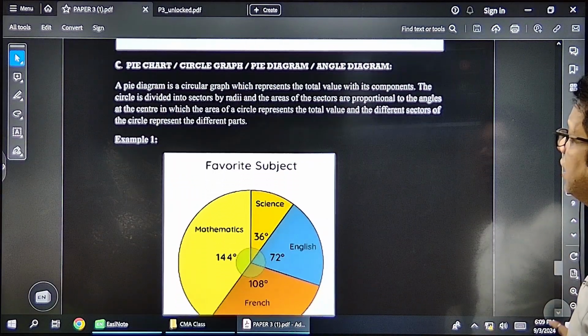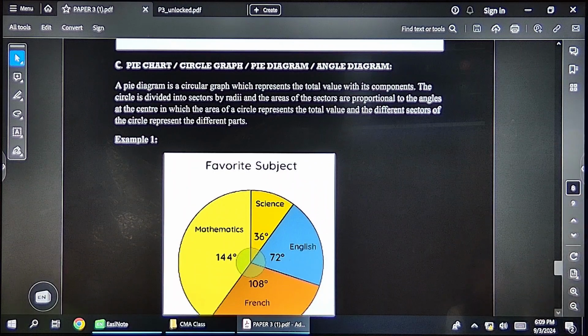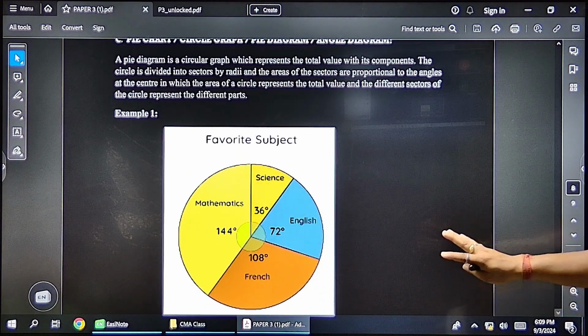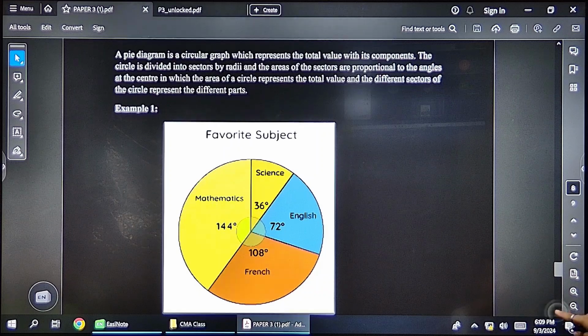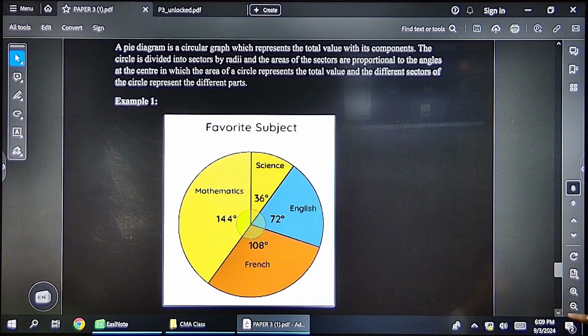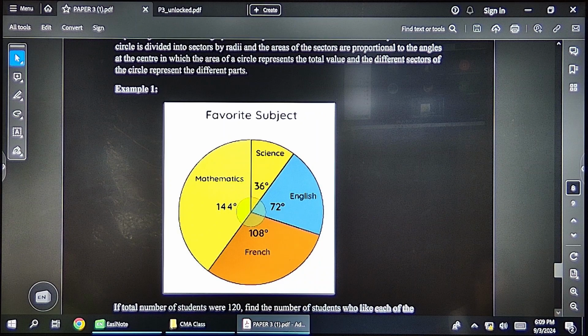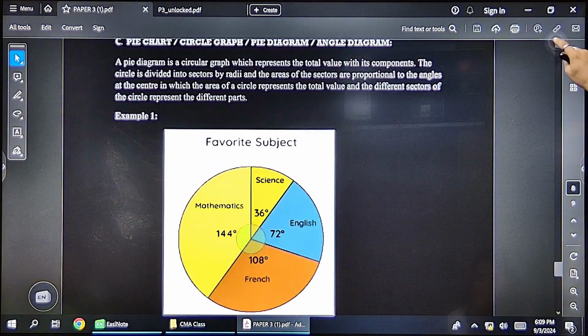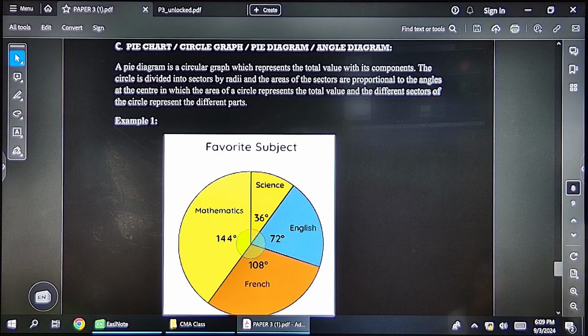So pie chart, another name is circle graph, another name is pie diagram, another name is angle diagram. How to draw doesn't come. The diagrams don't come. Questions come from this. Getting it? A circle graph, I think you have got it before. I don't know how you named it. There are 4 different names, or even more than that. Pie chart we used to call circle graph, pie diagram, etc.